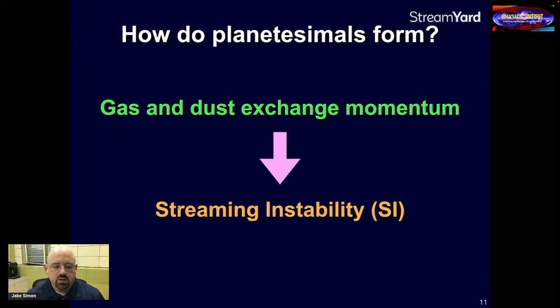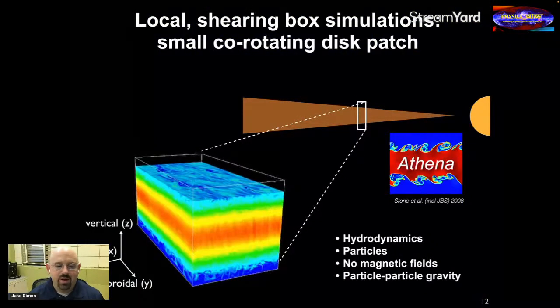But basically, this streaming instability arises from the exchange of angular momentum in the disk between gas and dust, right? The gas and dust are in the disk together, and they're aerodynamically coupled. And this aerodynamical coupling provides an instability to occur, which then, well, I'll show you what happens, right? Before we get into that, I just want to orient you to what several movies that I'm going to be showing shortly. This is something called the local shearing box approximation.